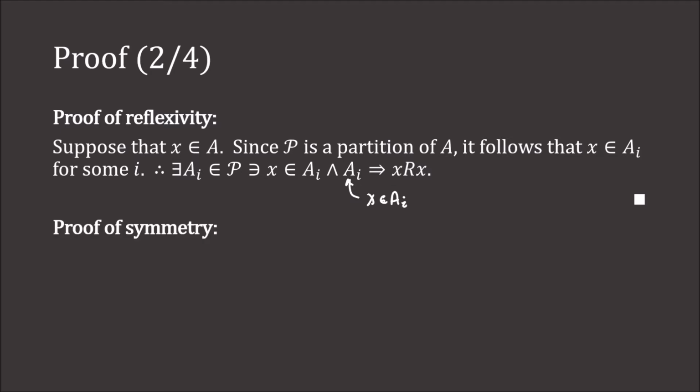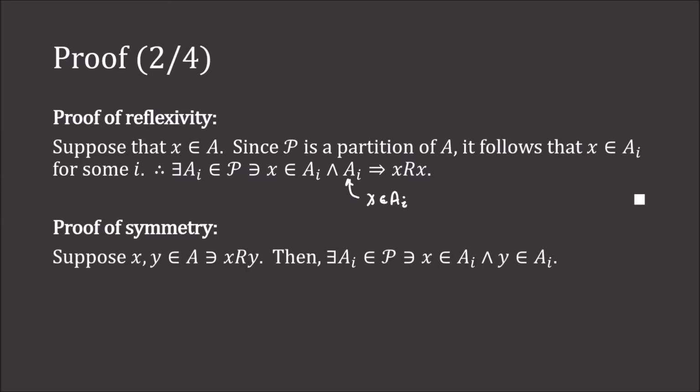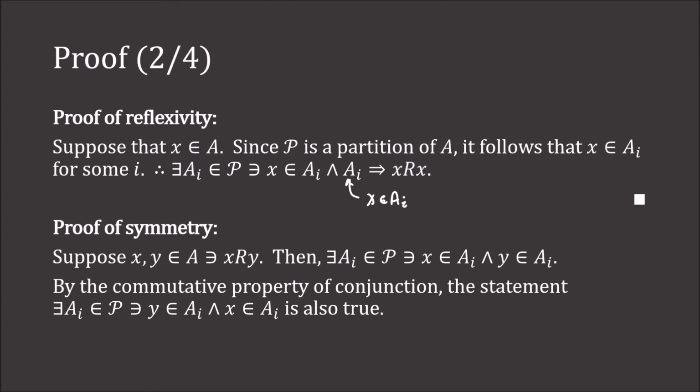We will now look at the proof of symmetry. So suppose that x, y is in A such that x is related to y. Then this would mean that there exists some A sub i in script P such that x is in A sub i and y is in A sub i. By the commutative property of conjunction, the statement there exists an A sub i in script P such that y is in A sub i and x is in A sub i is also true. Right? All we did was flip the order of the conjunction. And if you remember back at logic, you're allowed to do that. They're equivalent.